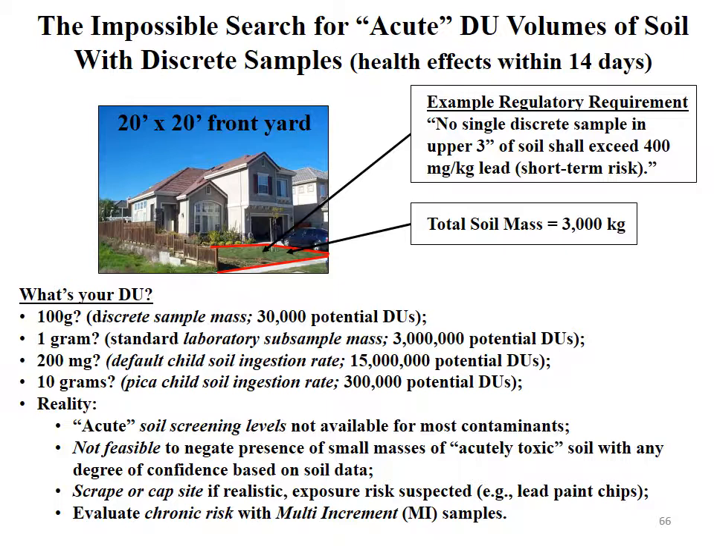Now, the assumption has been in the past, which I think would still hold up, is that if this front yard passes for chronic risk, maybe anything except lead, then it would also pass for this hypothetical acute risk, if we happen to have toxicity factors for some contaminant in the front yard or in your DU. That's something else we can discuss more in MIS for risk assessors.